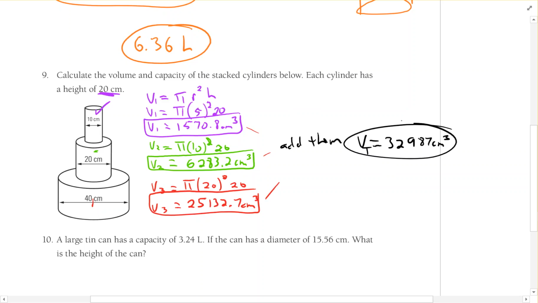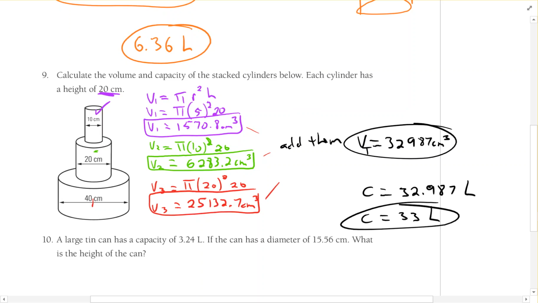Okay, and then lastly it says what's the capacity. I just need to divide this by 1,000. So capacity, let's say C, is going to be equal to 32.987 liters, which you might round to just 33 liters.